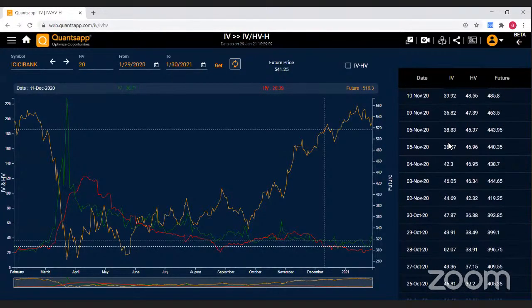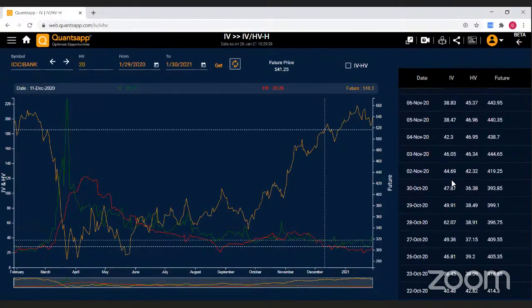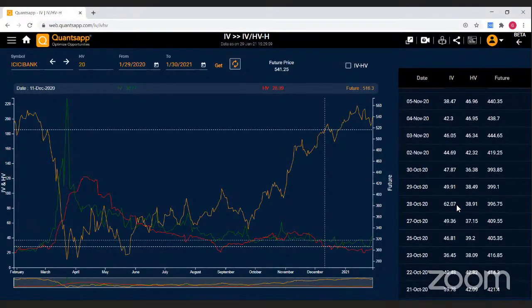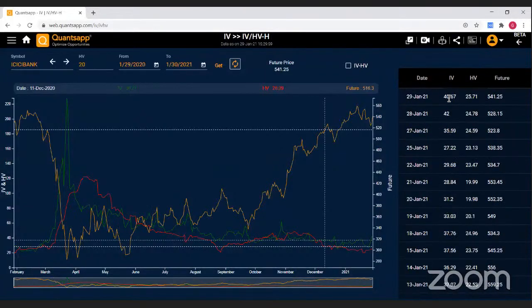So what is the significance of looking into that? Before the announcement of the result, a lot of stocks' IV tries to increase. How much it increased, you can see here. Recently, we can see from, let's say, 25th of January, one trading session, 2, 3, 4. Today is the announcement of the ICICI Bank results. In the last 4 trading sessions, IV of 27 has increased to almost 40.